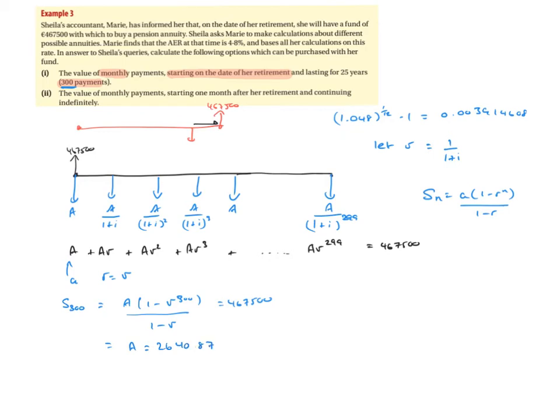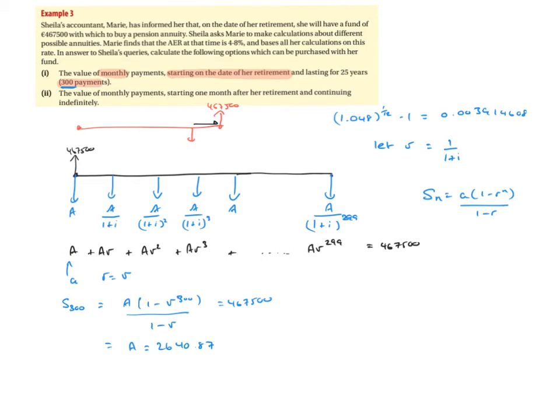Whatever that is, then divide that into 467,500, and you should get that a is equal to 2640.87. So that means that if Sheila has a pot of 467,500 and she takes an annuity at 4.8% per annum, she will receive a monthly payment every month for the next 25 years, starting on that day, of €2,640.87.